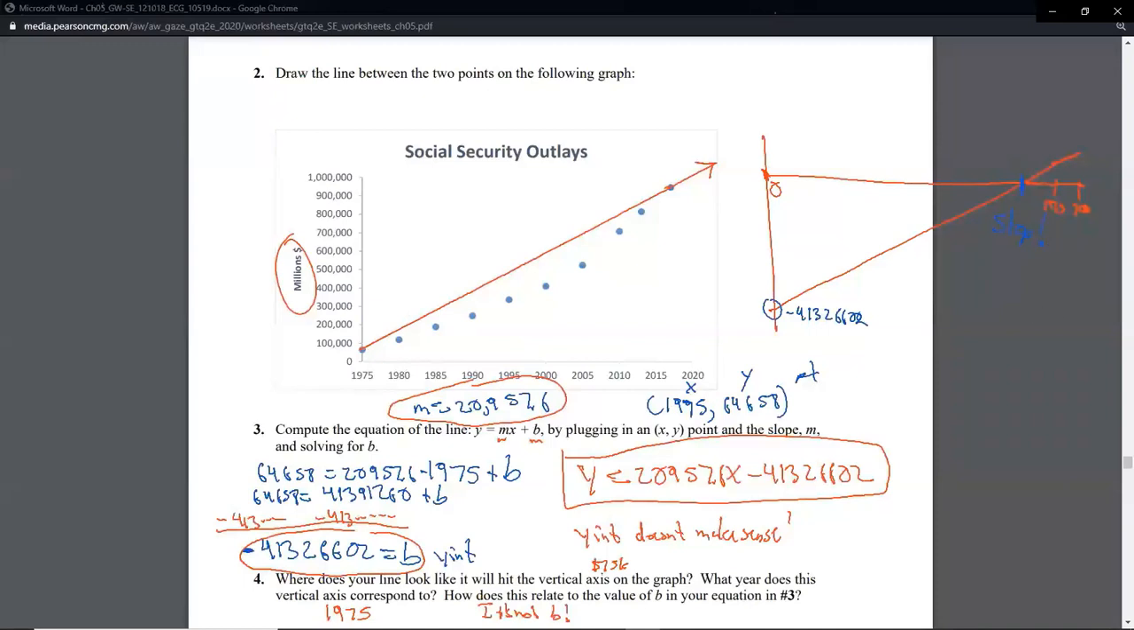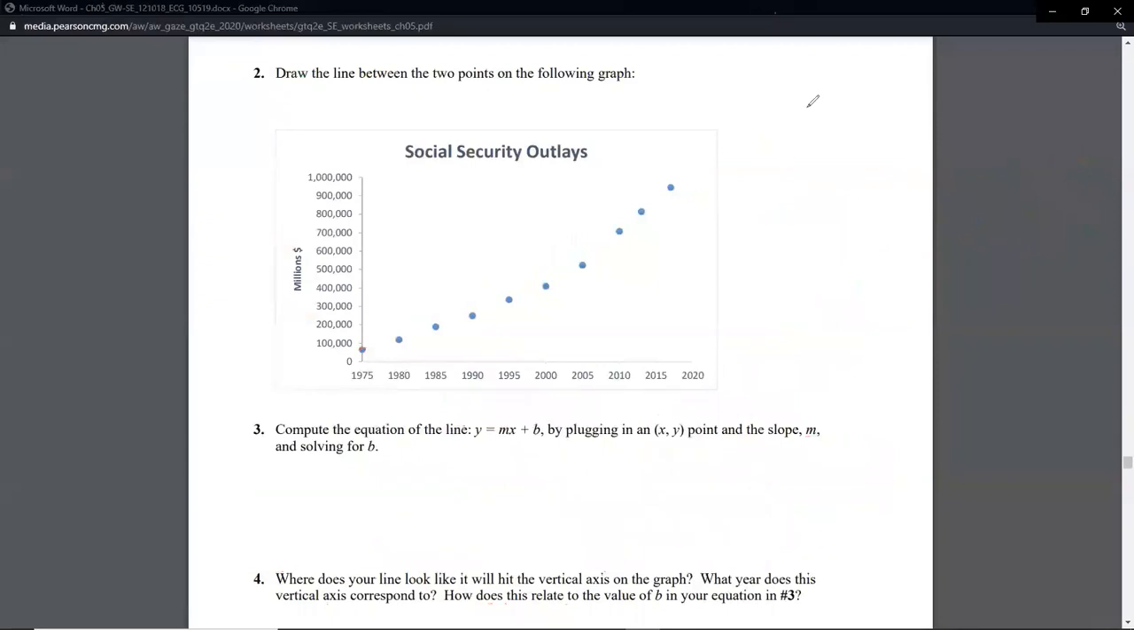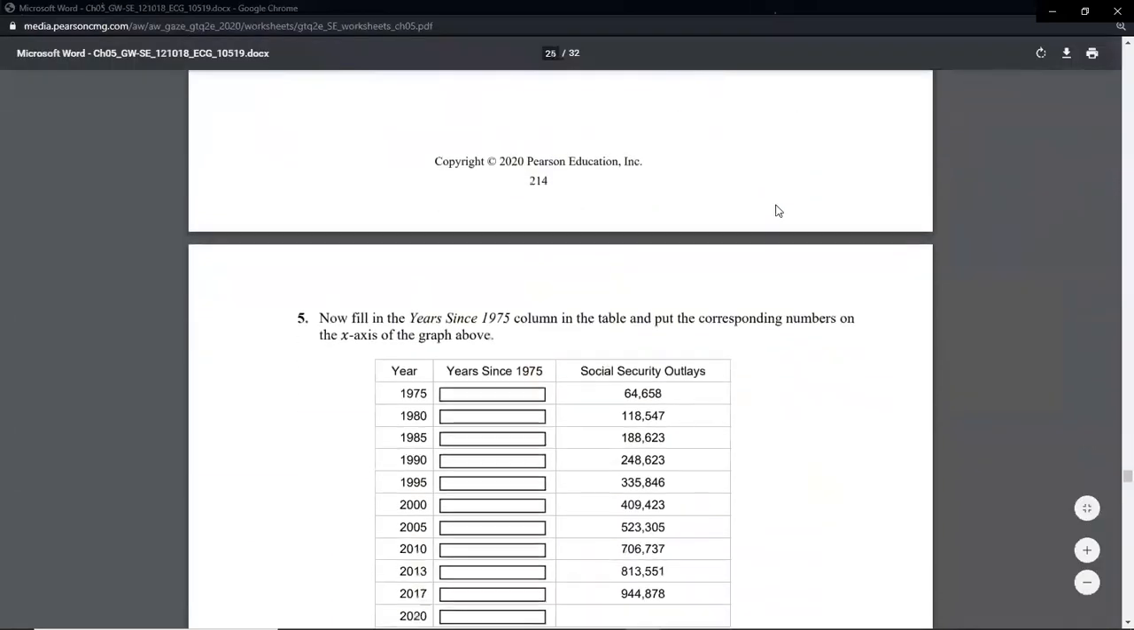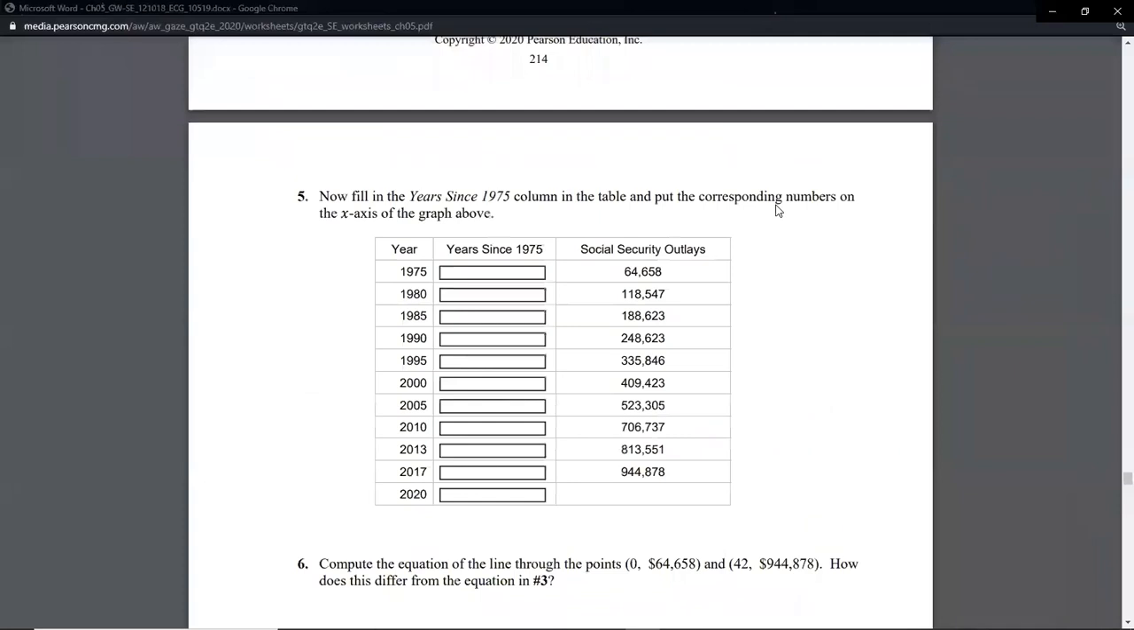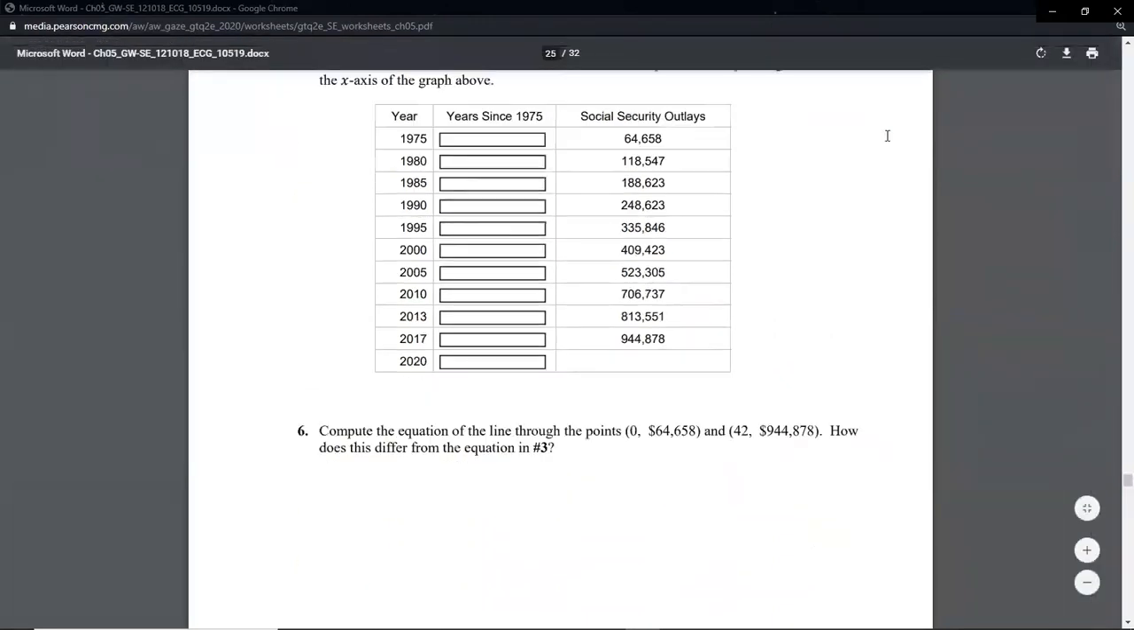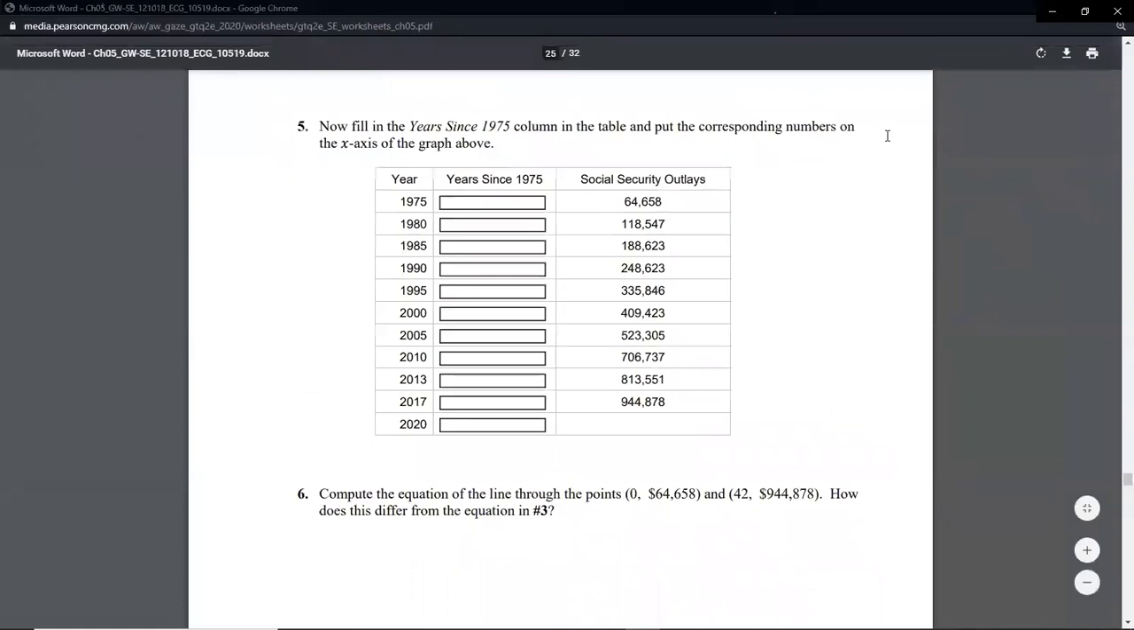Okay, so let's clear our screen. Again, I hope you wrote that equation down, because it's going to come up again, maybe not, at least we'll compare to it. Now fill in the years since column. So there was a column here that was blank above, and now what we're going to do is fill it in. And this column we want to be the years since 1975. This is going to go pretty quickly. It's pretty easy to do.